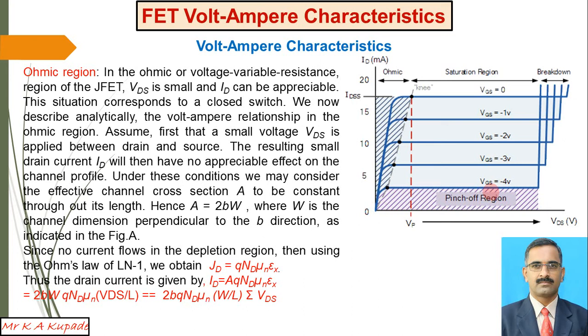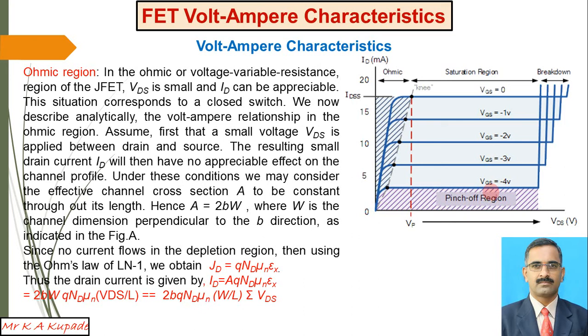Now in this ohmic or voltage variable resistance region of the FET, VDS is small and ID can be appreciable. That means for that small VDS, the current also increases linearly. As VDS increases linearly, ID also increases. For that small VDS, a considerable or appreciable ID flows through that junction, and this situation corresponds to a closed switch.